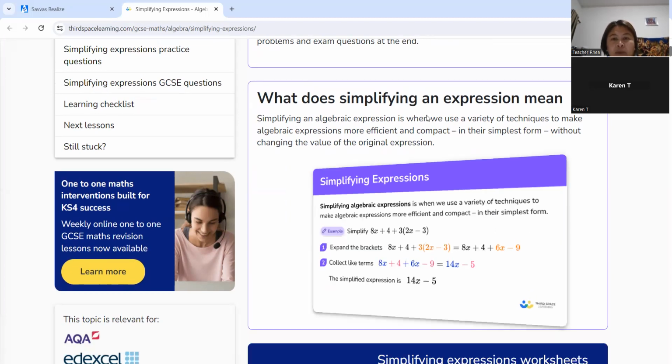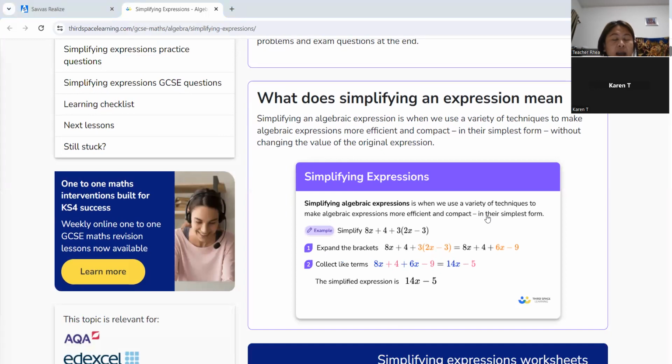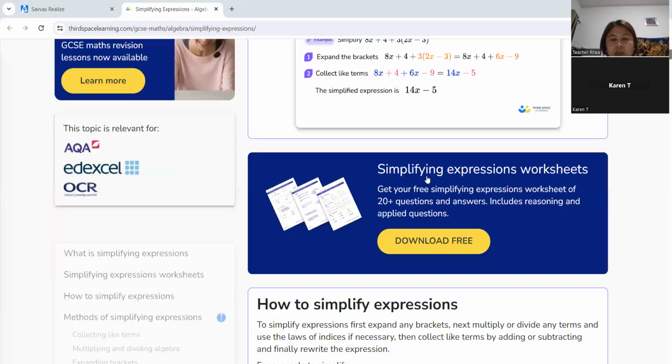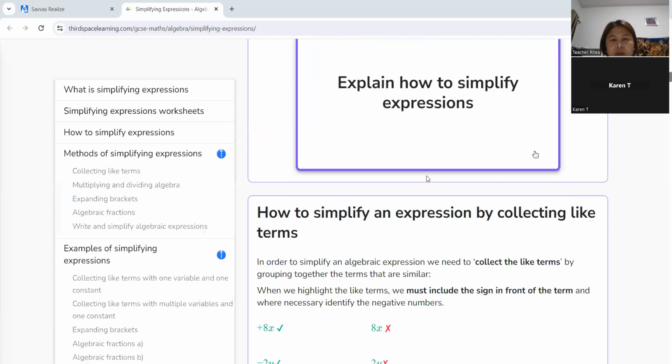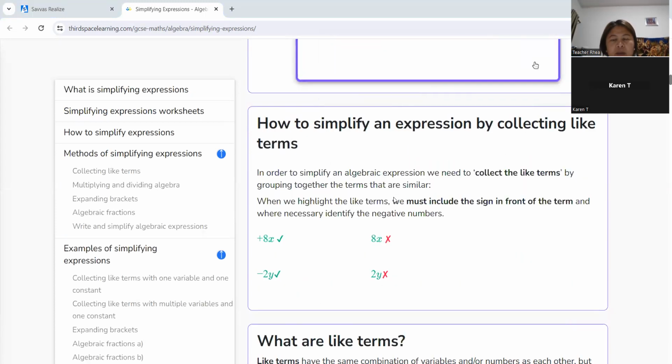So in this example here, we have to simplify 8x plus 4 plus 3, so 2x minus 3. So there are steps, okay? There are steps you need to follow before simplifying an algebraic expression. So how to simplify an expression?